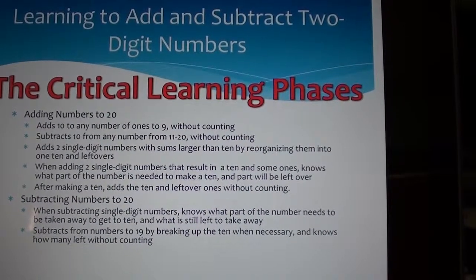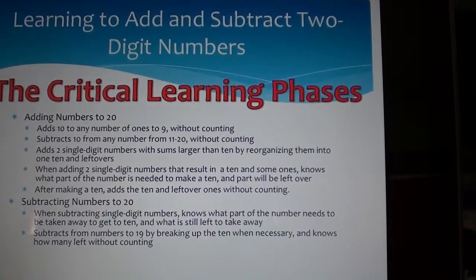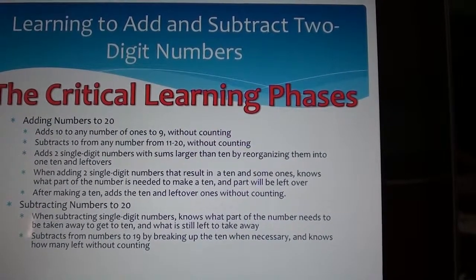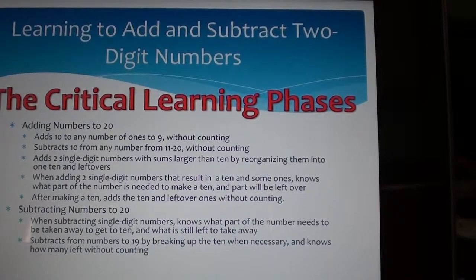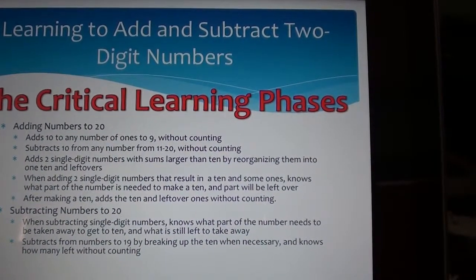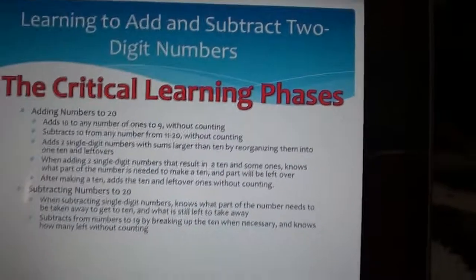And when adding 2 single-digit numbers that result in a 10 and some ones, they know what part of the number is needed to make a 10 and what part will be left over. After making a 10, they add the 10 and leftover ones without counting.